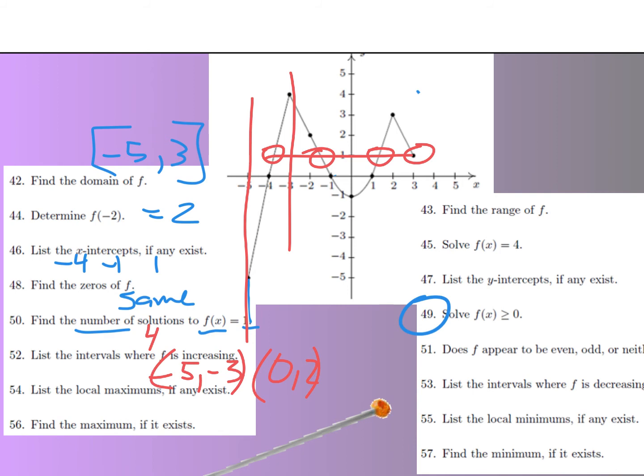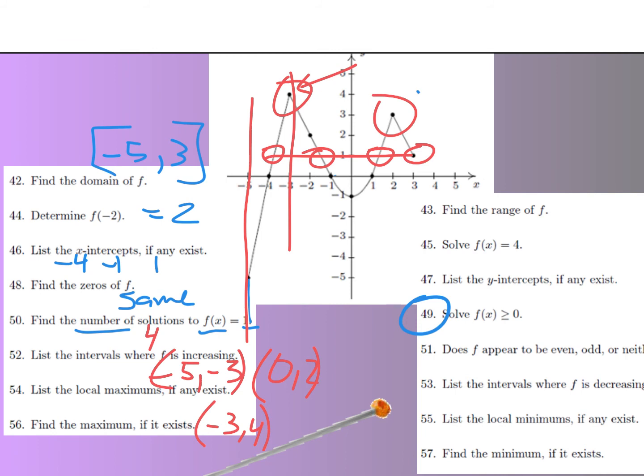And the local maximums. Is there multiple local maximums? Yes, there is. That's a local maximum. That's a local maximum. 2, comma 3, and -3, comma 4. Find the maximum, if it exists. When they say the maximum, they are implying, and I would have asked this question on a test, do you mean absolute maximum? Yeah, that's what they were really asking. The absolute maximum is this one because it was higher than the other one. Okay, so that would be -3, comma 4.